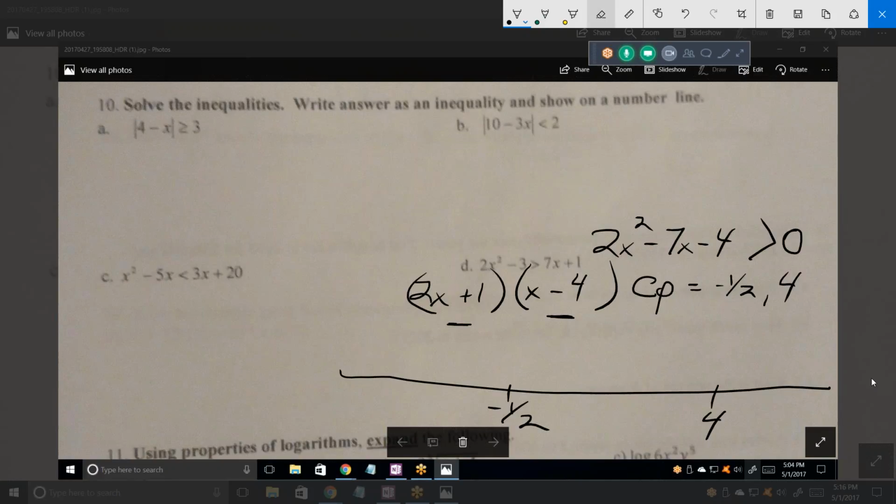In other words, here's what I'm solving. Let me erase that just because I need room. That whole thing's got to be greater than 0. So when I know that term's negative and that term's negative, that means whenever I multiply those two together, I'm going to get a positive. Now, pick a number between negative 1/2 and 4.